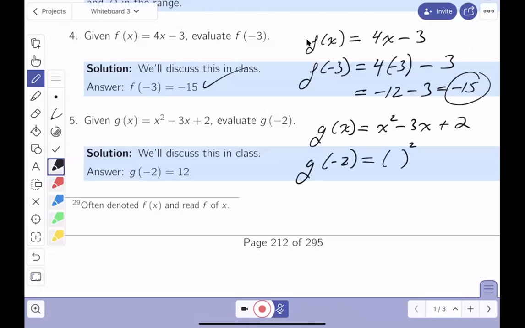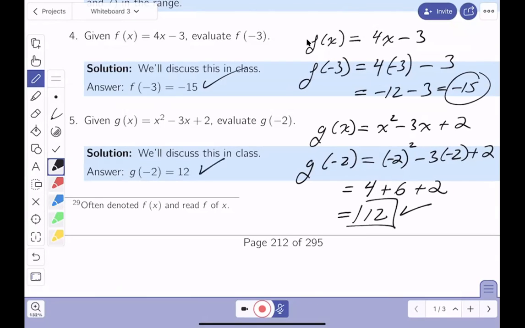Parenthesize the variable and plug it in. And what do you get? 4 plus 6 plus 2. Well, 4 plus 6 is 10, and 10 plus 2 is 12. Okay, not so bad. Let's go to the next one.